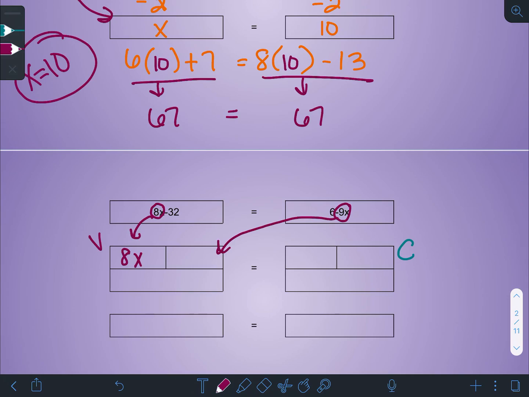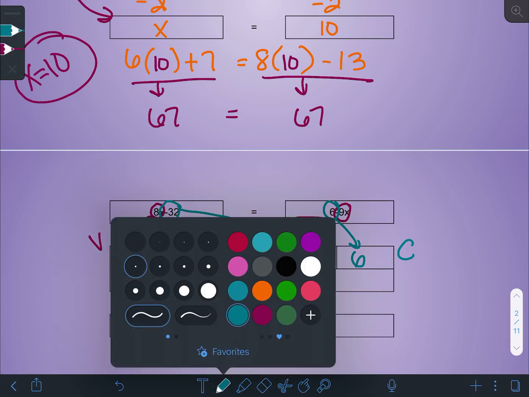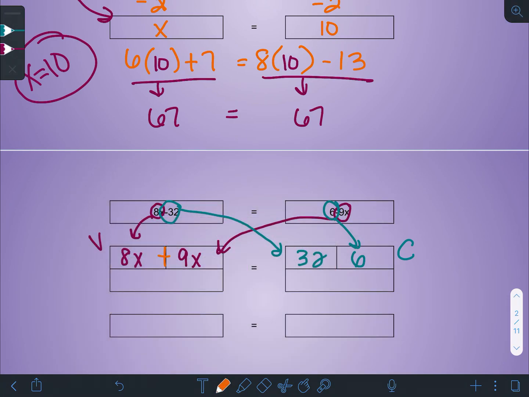So the opposite of a negative 9x is a positive 9x. Then I'm going to take my 6 and drop it down, my constant, and I have a negative 32 that I'm bringing to the opposite side. So the opposite of a negative 32 would be a positive 32. I'm going to go and combine my like terms.